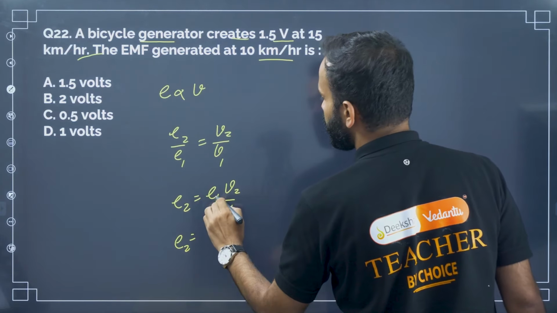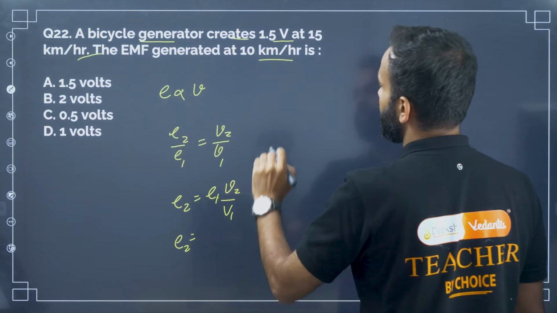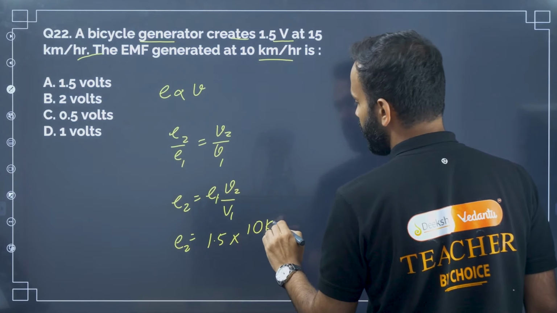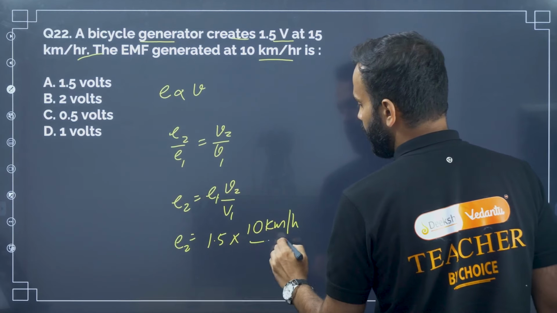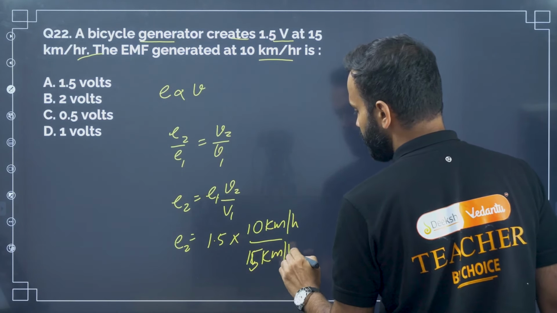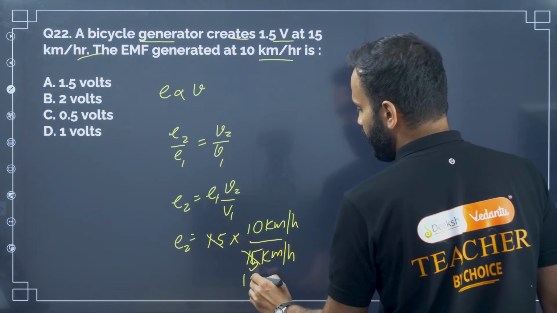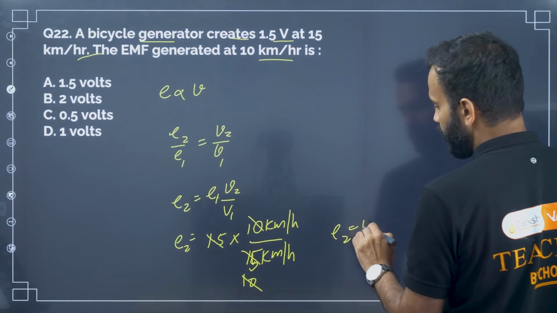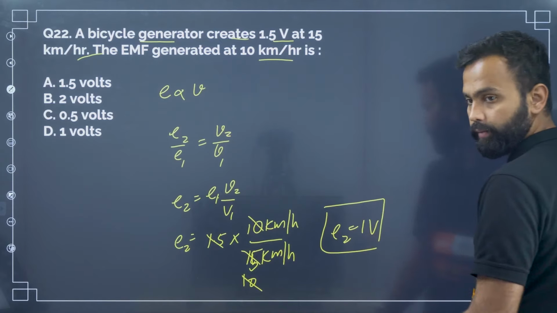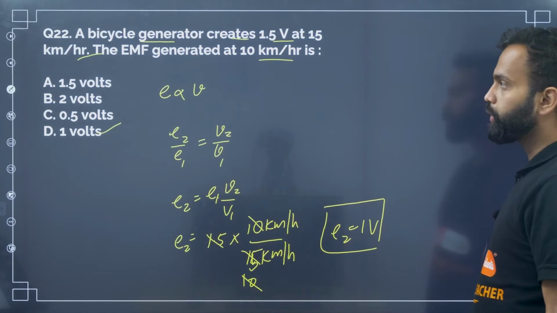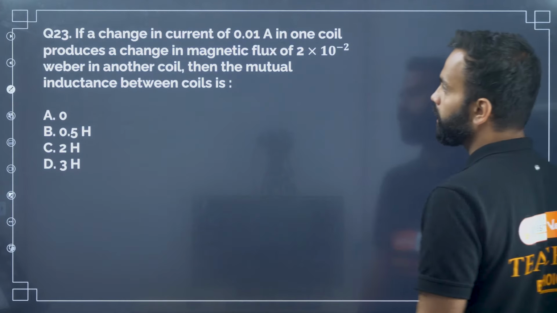Now E2 is equal to E1, which is 1.5, times V2, which is 10 km per hour, by V1, which is 15 km per hour. Now 10 will get cancelled. So E2 is equal to 1 volt. The correct option is D. Understood? Question number 23.